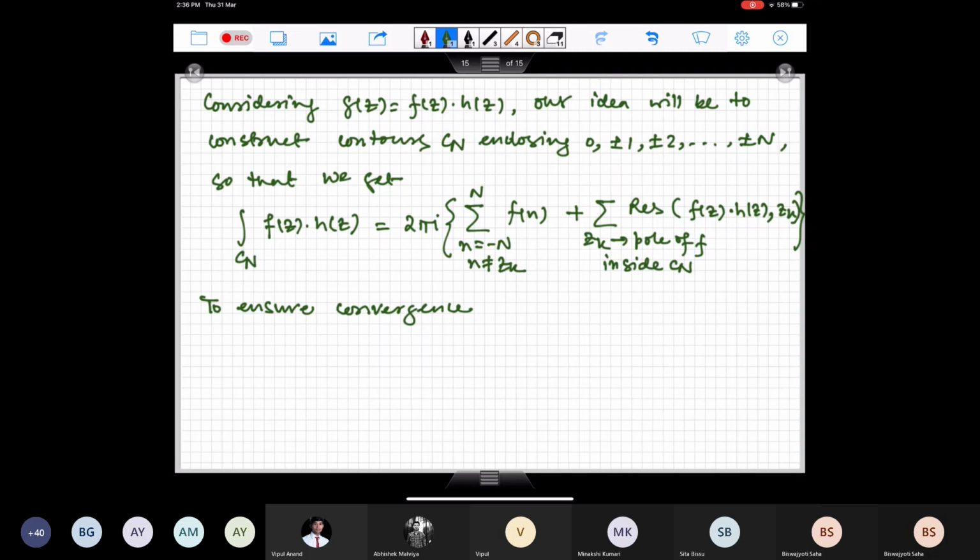Anyway, so to ensure convergence, we assume that the absolute value of f(z) is less than or equal to some constant divided by mod z squared, as mod z tends to infinity. So I assume that we have this kind of hypothesis for my function f, and then we are going to evaluate this infinite sum.